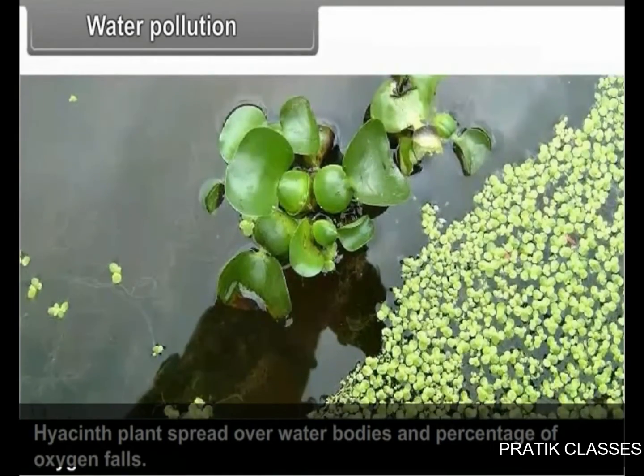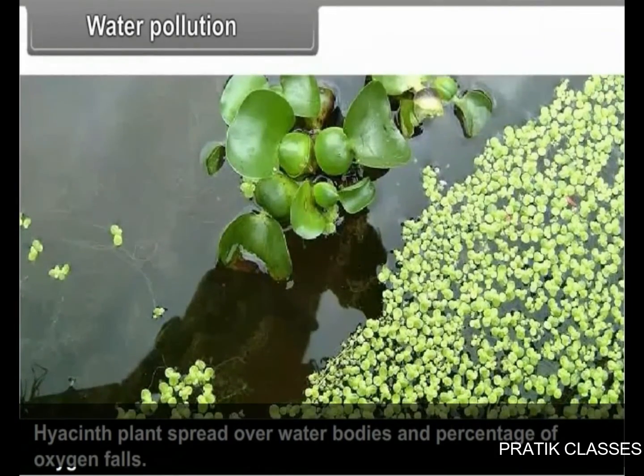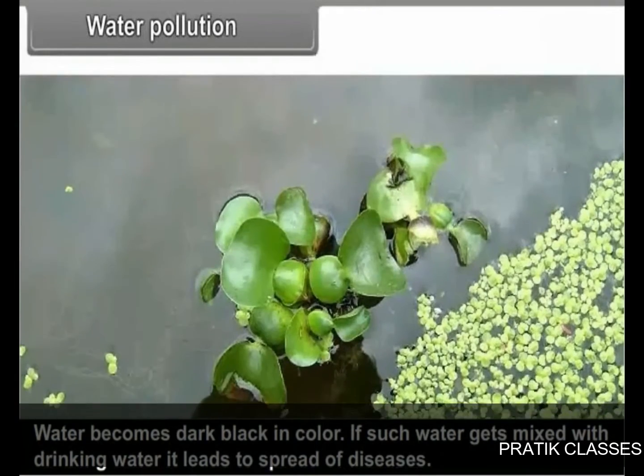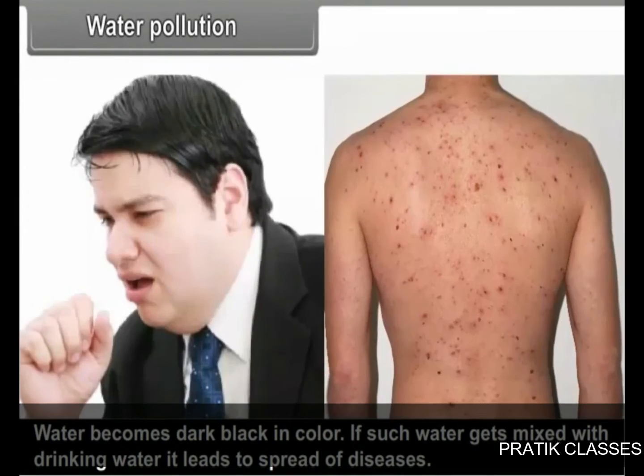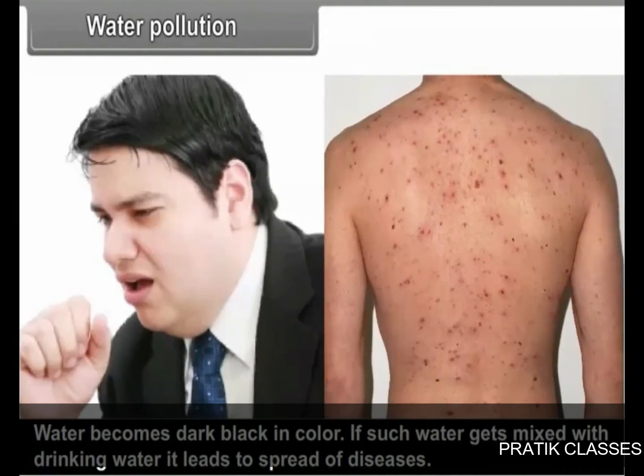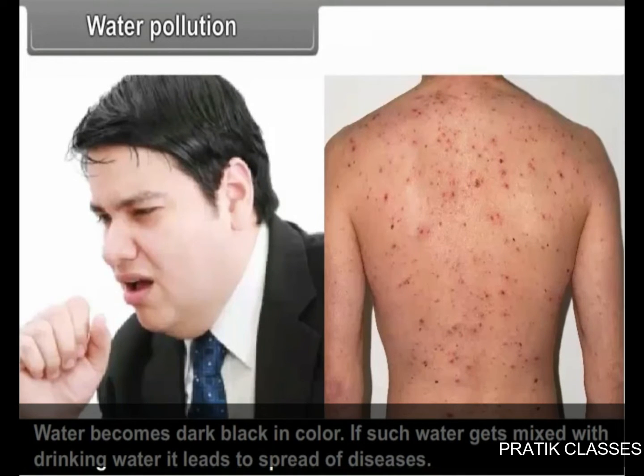Hyacinth plant spreads over water bodies and the percentage of oxygen falls. Water becomes dark black in color. If such water gets mixed with the drinking water, it leads to the spread of diseases.